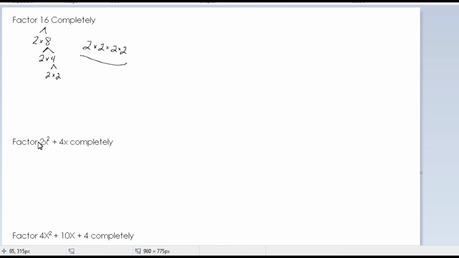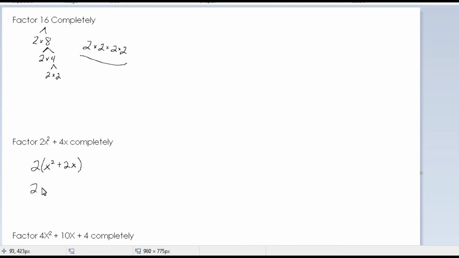So we could pull out a 2 from both sides. If we take a 2 out of this one, it's like we're dividing by 2, and what's left is x squared. And if we take a 2 out of this one, it's like we're dividing by 2. So 4 divided by 2 is 2, so it's a 2x. But this still isn't factored completely because both of these still have an x in them. So now you have to pull out an x from both parts.